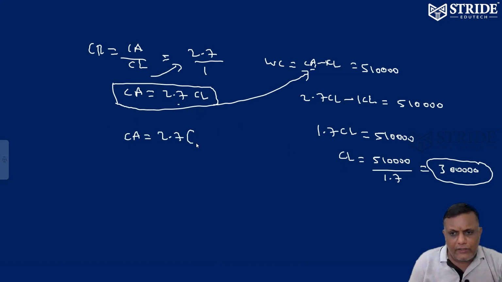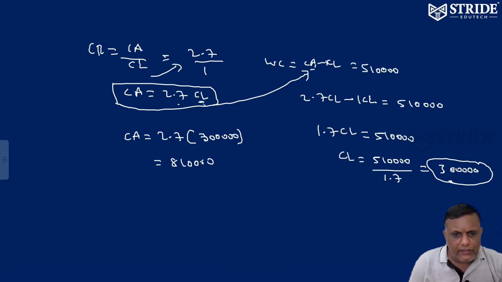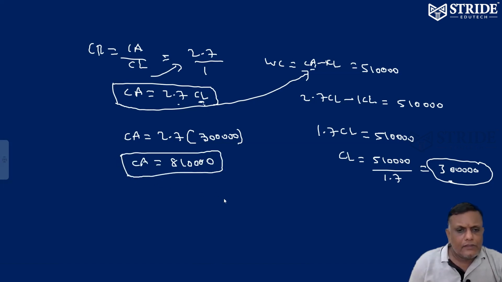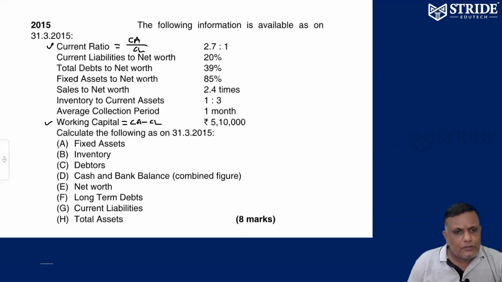Now substitute 2.7 into current liability. What is current liability here? 3 lakhs. Can you substitute 3 lakhs here? Yes. So 2.7 into 3 lakhs is equivalent to 8,10,000. That is the current asset. So current asset is equal to 8,10,000.